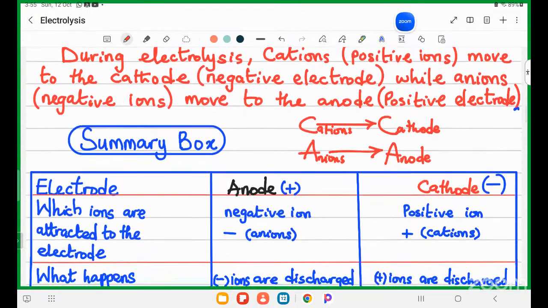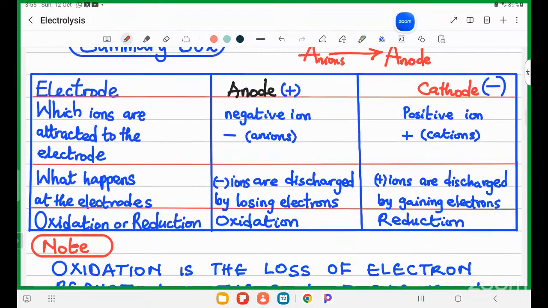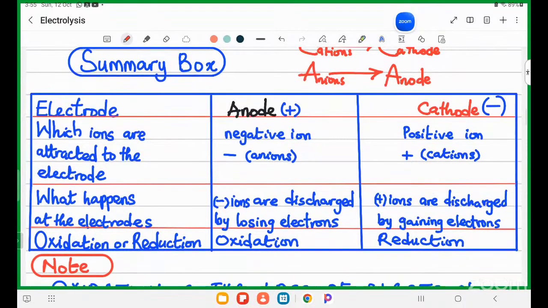So we have this summary box explaining that. In the summary box, we have electrodes and which ions are attracted to them. For the anode, negative ions will be attracted to it. For the cathode, positive ions will be attracted to it. Then what happens at the electrodes?